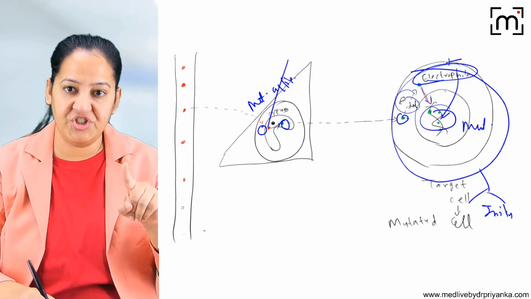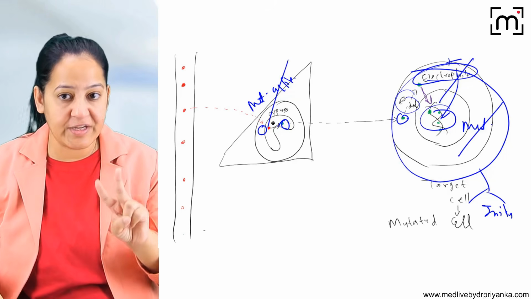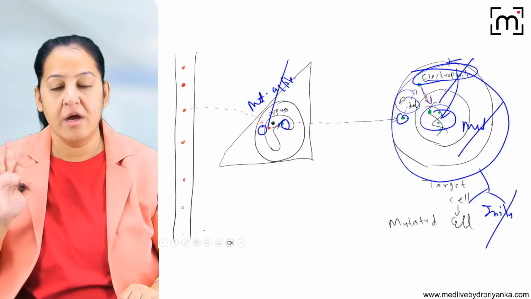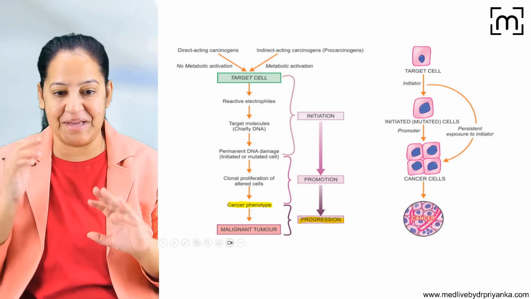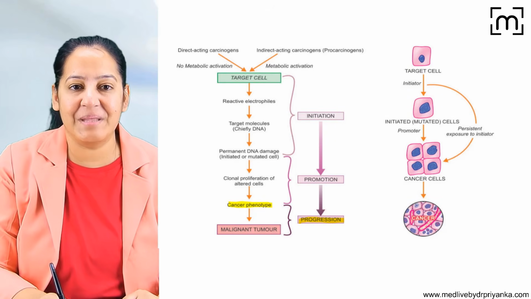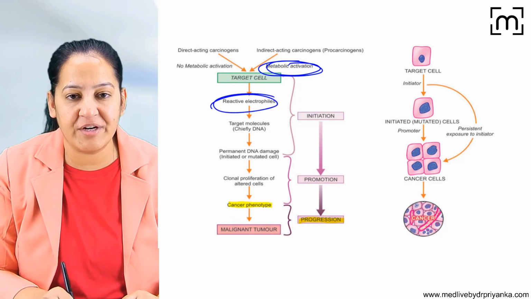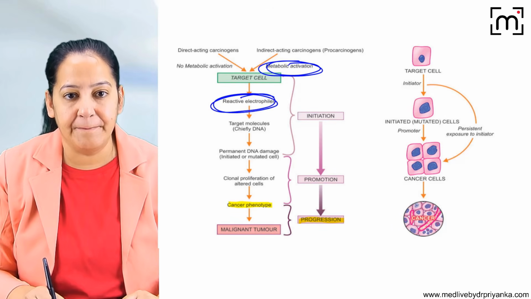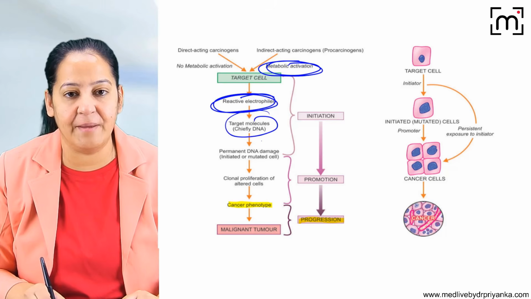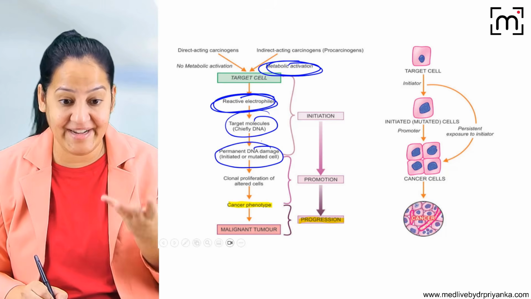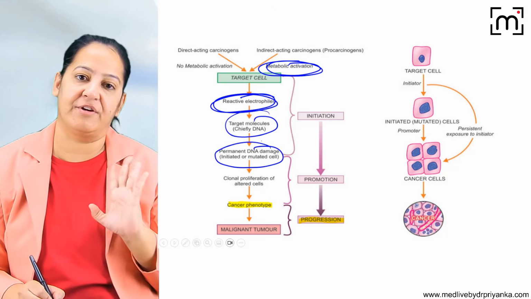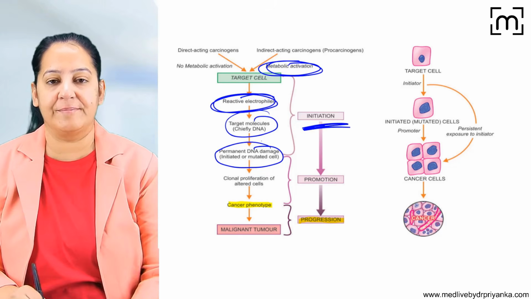So metabolic activation, electrophile formation, mutation, and initiated cell formation. The four steps in the initiation. The same you can see here. So first, the metabolic activation takes place in the liver. Then electrophile formation takes place in the target cell. Then mutation takes place, and then the mutation becomes fixed. I mean, one cell division takes place, and it is converted into an initiated cell. These are the four steps in initiation.